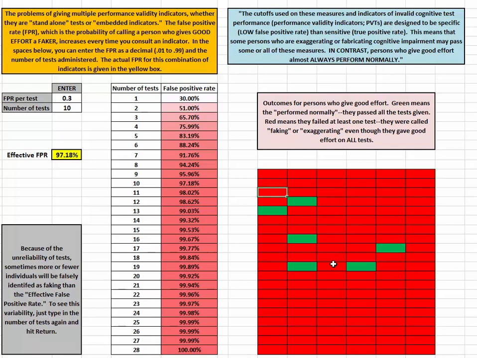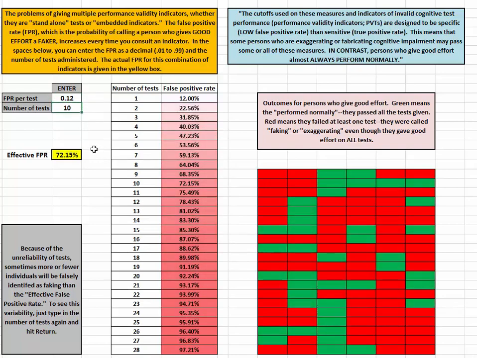Now here's people who are performing normally and giving their best effort. If you just want to keep sampling this, just keep typing in this number here and you see what actually happens. Let's go to a more likely false positive rate, say 12%. This happens, all these people are going to be called faking, if the rule is one positive score. And let me just tell you, it's very possible to get many positive scores when you're not faking. The chance of getting just one positive score is as high as 72%.